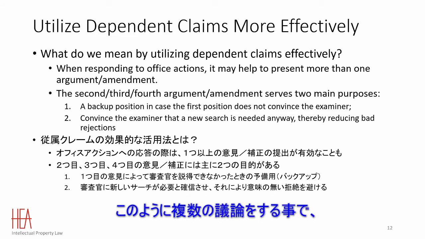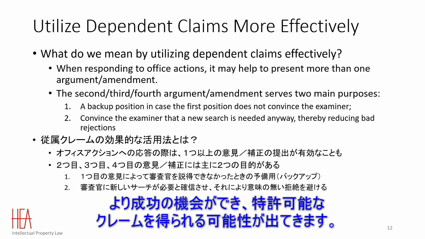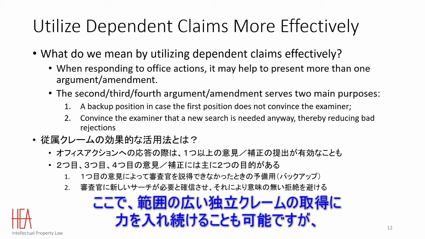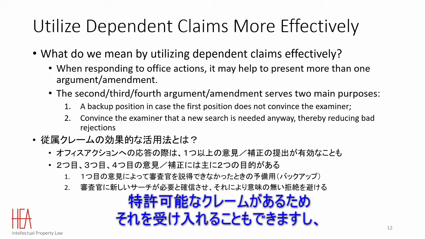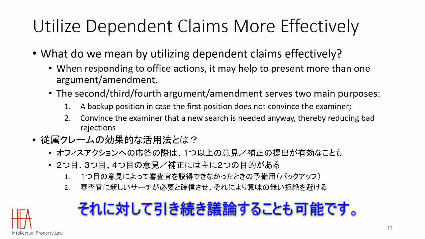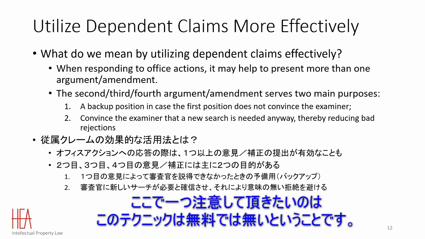So by doing these multiple arguments, we can have a better chance of success and a better chance of receiving allowable subject matter. Now, we can still push on for our broader independent claim, but the subject matter that we have that's allowable, we could just choose to take it, or we could choose to fight on.